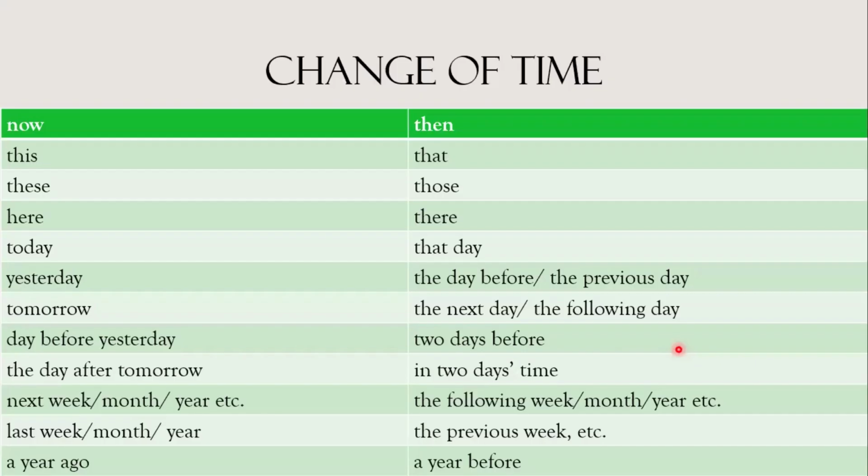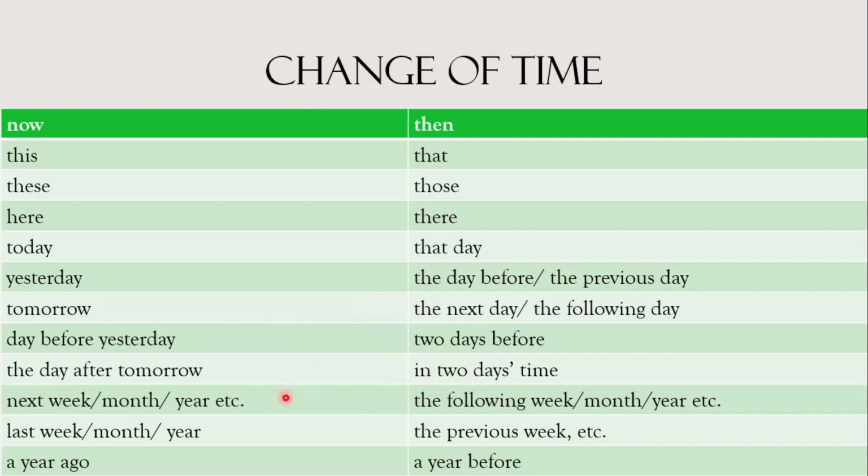Change of time. Words connected with time also change. Now becomes then. This becomes that. This becomes those. Today becomes that day. Here becomes there. Yesterday becomes the day before or the previous day. Tomorrow becomes the next day or the following day. Day before yesterday becomes two days before. The day after tomorrow becomes in two days' time.